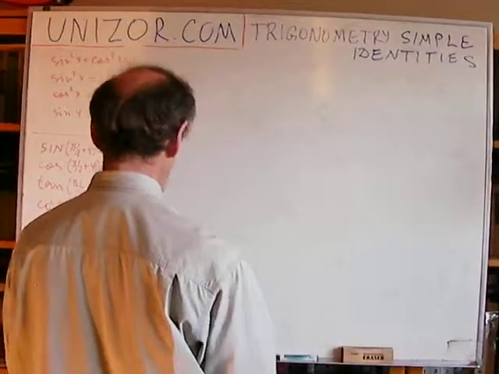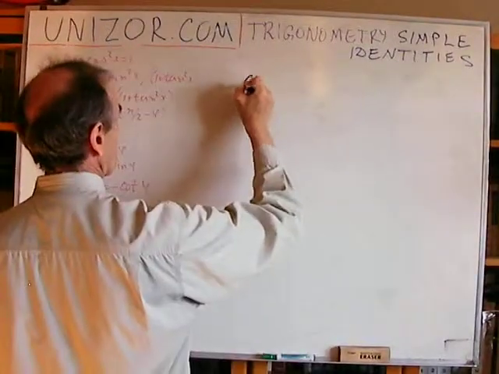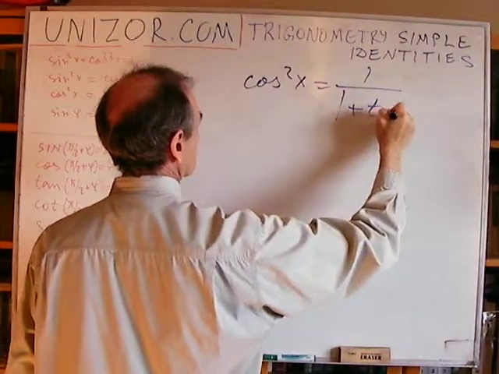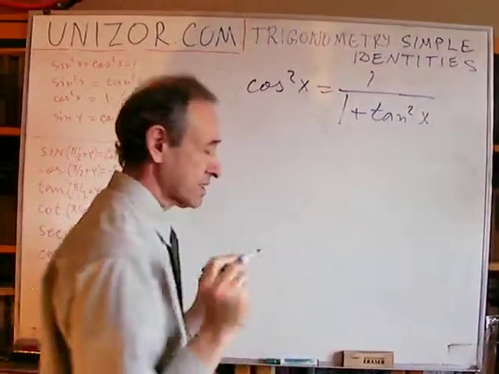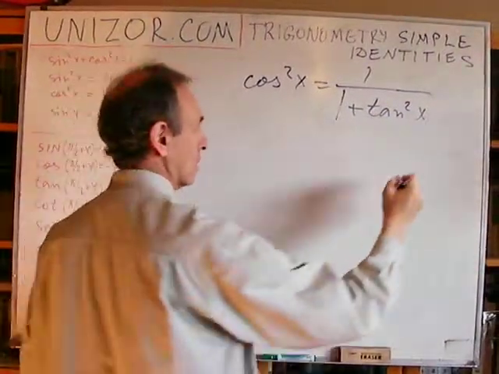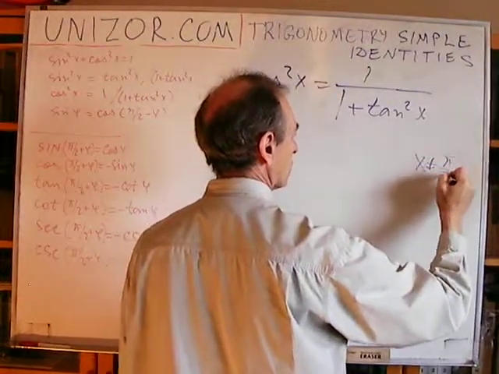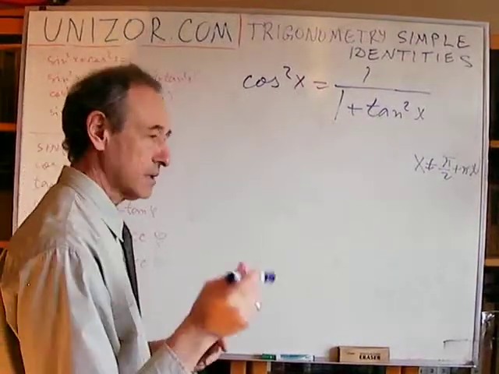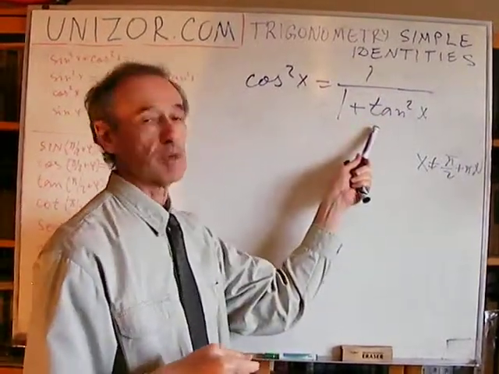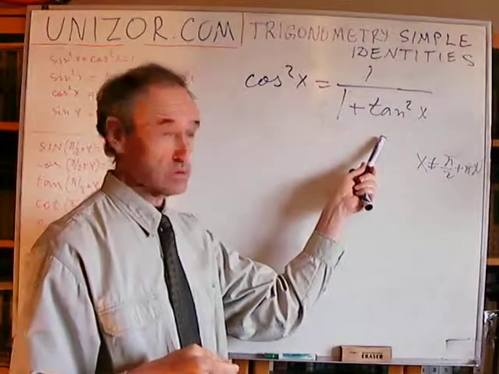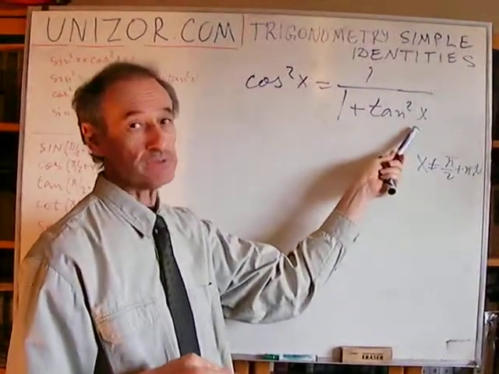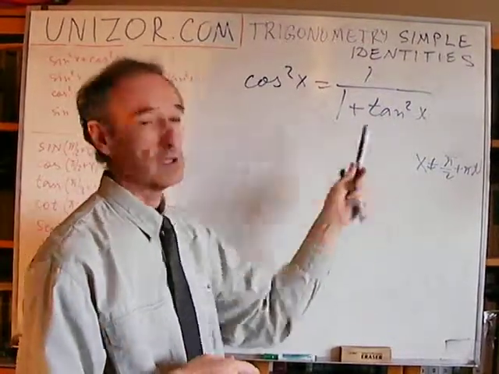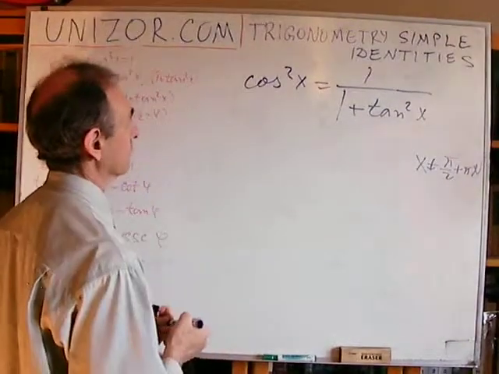Very similar, even slightly simpler. Cosine square x is equal to 1 over 1 plus tangent square x. Exactly the same restriction on tangent. X should not be equal to pi over 2 plus pi n, because tangent otherwise doesn't exist. By the way, I didn't mention it last time: we don't really have any problems with the denominator being equal to 0, because tangent square is non-negative, 0 or positive, obviously, because it's a square, and then plus 1. So the denominator never equals 0, so that's fine.